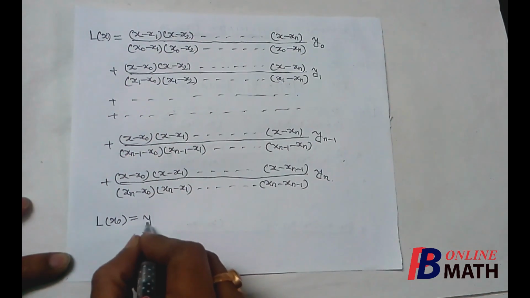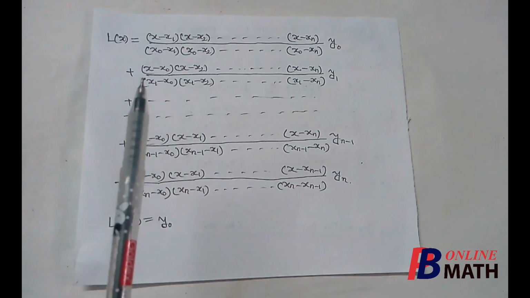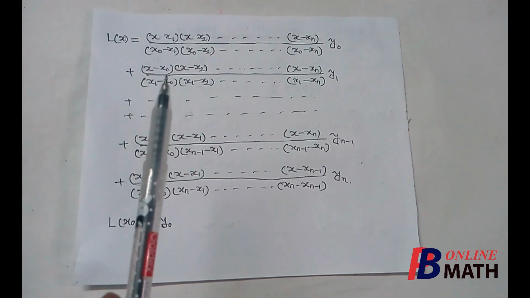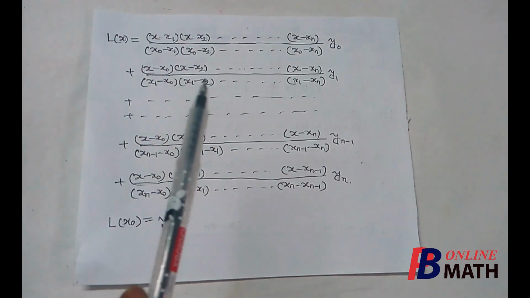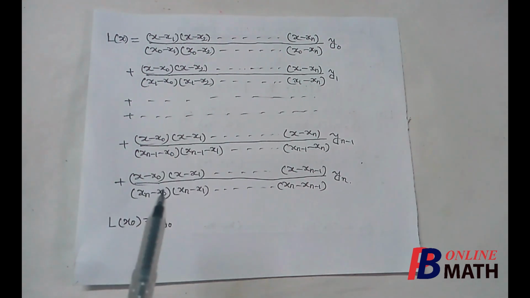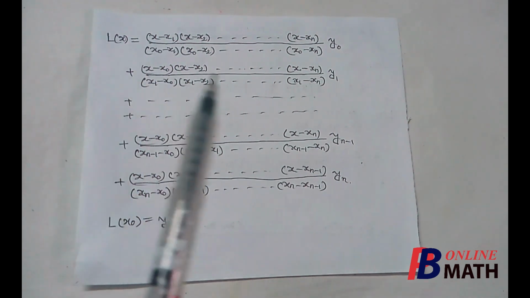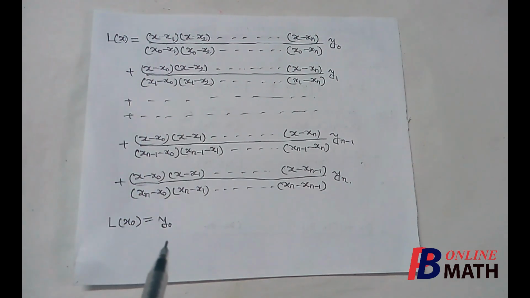So it is y0. If we put x equal to x0 in the second term, then it is x0 minus x0. So it is 0. So this will be 0. If we replace x equal to x0 here, it is also 0. And finally this is also 0. So if we replace x equal to x0 in the polynomial, then it becomes y0. So it satisfies the value with the function.